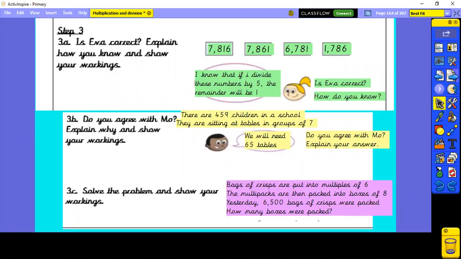Okay, year 5, so now we're going on to the step 3 worksheet. So for those of you that are feeling confident with division and remainders, pause the video and have a go at this. And even if you aren't feeling confident, just have a go because you might surprise yourself, okay?